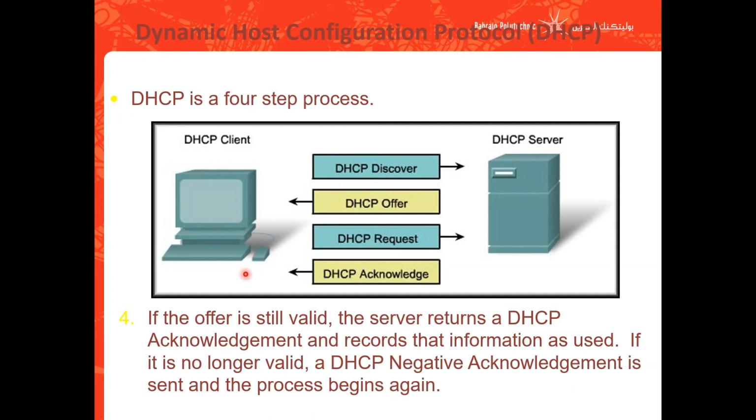So this is what happens. The client first sends a discover frame to the DHCP server. The DHCP server sends an offer to the client. If the client accepts it, it would send a request to the DHCP server, letting it know that it has accepted it. And then the DHCP server would send an acknowledgement. It could be either negative or positive, depending on whether the offer is still valid for the client to have.